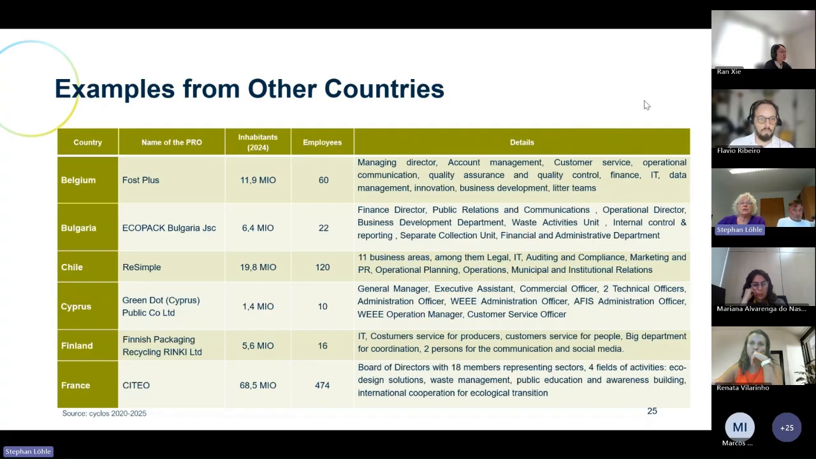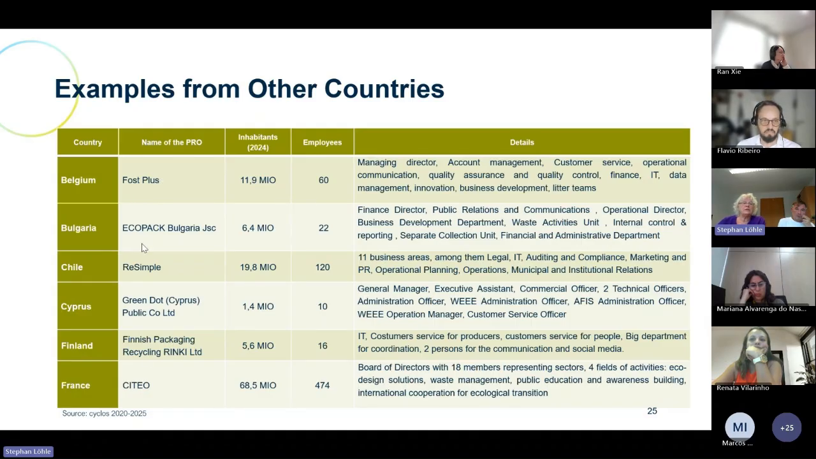And we want to show you how many employees are needed to implement this. Fost Plus is in Belgium. Belgium has about 12 million inhabitants, and they have 60 employees. This is as of today. It has a managing director, account management, customer service, operational communication, quality control, finance, IT, data management, innovation, business development, and also a littering team, a team who is only responsible for saying where cleanups are necessary and so on.